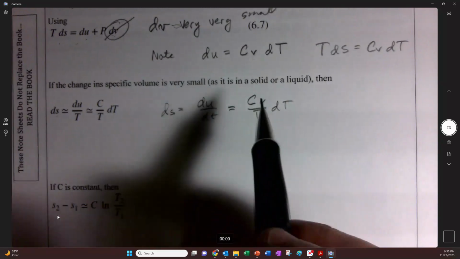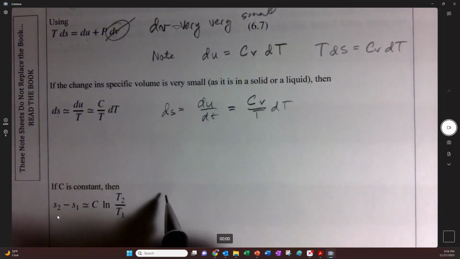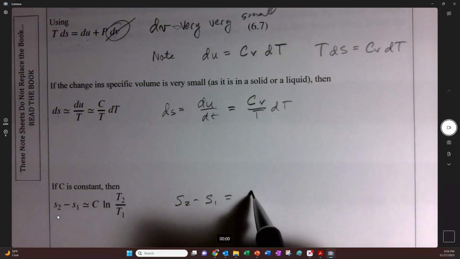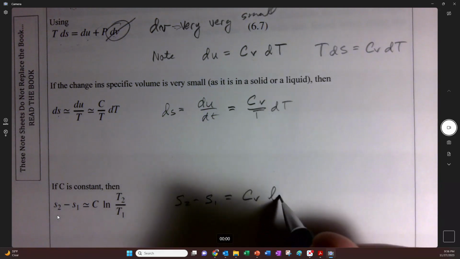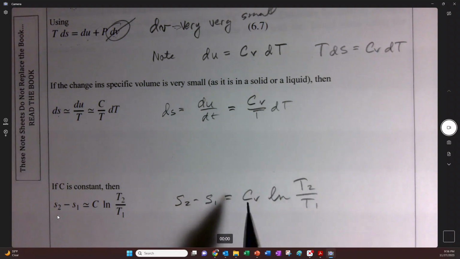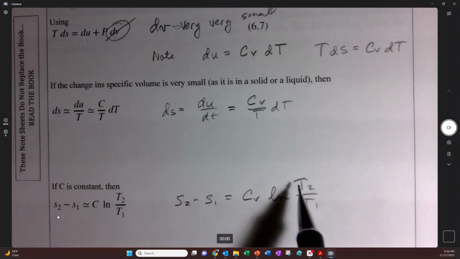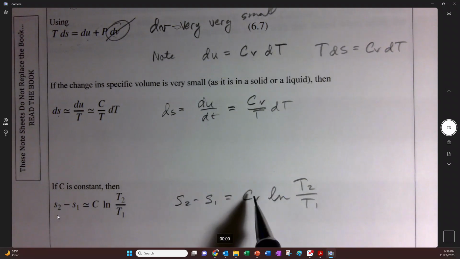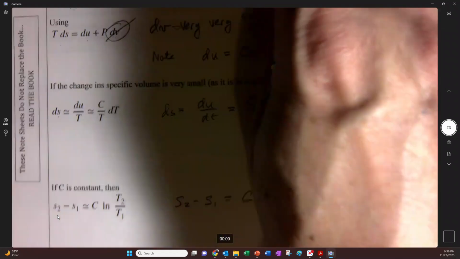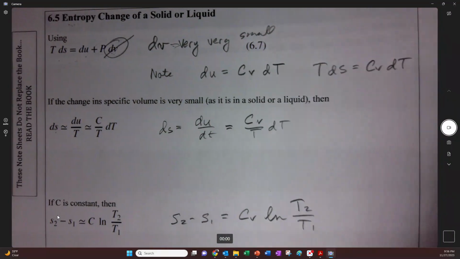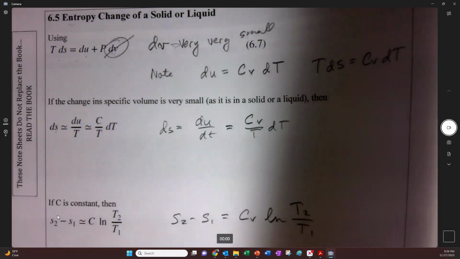And then it makes sense that if you integrate both sides, we have s2 minus s1 equal to C times the natural log of T2 over T1. So this right here, of course, is limited to this case of having a solid or a liquid. So let's take a look at an example in the next video.